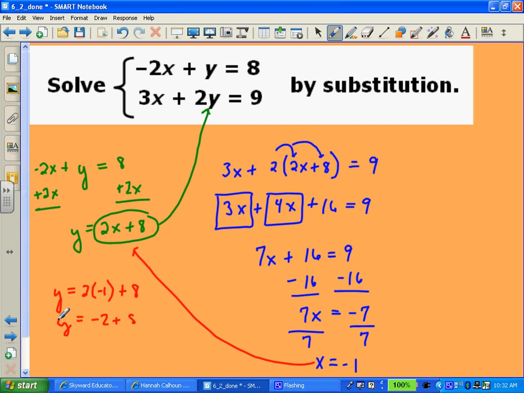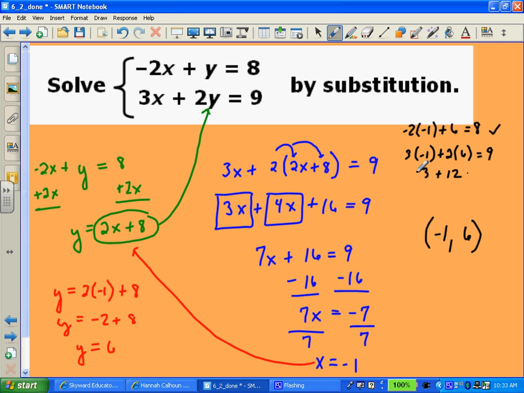So that's going to be -2 plus 8, which comes out to be 6. So my solution is the ordered pair -1, 6. Once again, if I check that, I have -2 times -1 plus 6 equals 8, and that works. And then 3 times -1 plus 2 times 6 equals 9. Well, that's going to be -3 plus 12 equals 9, and that works. So my answer would be the ordered pair -1, 6.